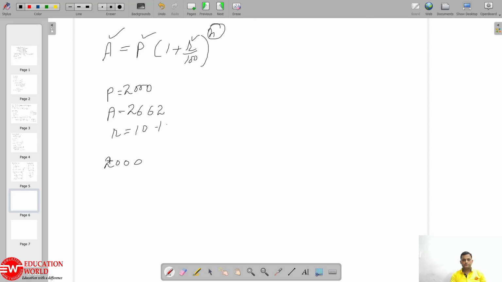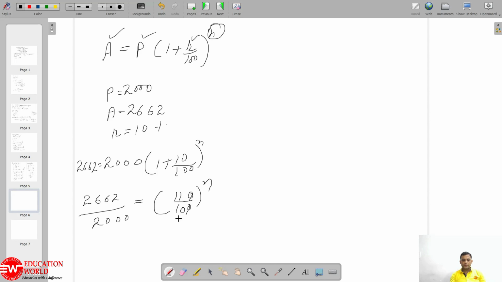So just fill in the values. Amount is 2662, principal is 2000, 1 plus rate is given as 10%. So n we have to find. So it is 2662 by 2000 equals 110 by 100, to the power n, after LCM: 100 plus 10, 110, 100. Now this will also give us the hint. It means the left side will be a power of 11 by 10.